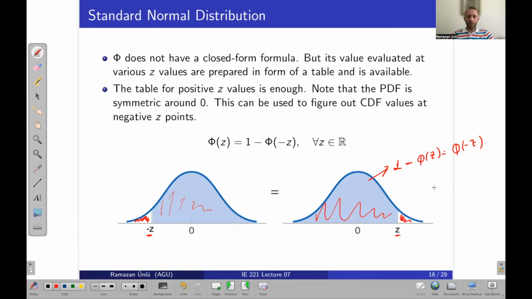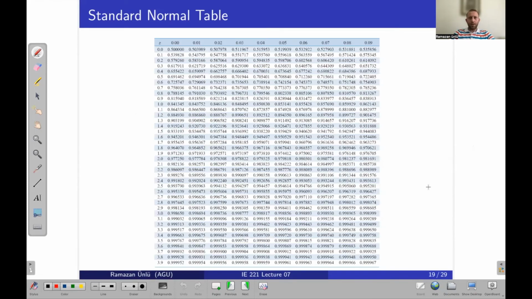Okay, so this is a standard normal table, and we will see how to use it, but you will find the probabilities for some different values. For example, if z is equal to 0.41, we can just take this row and this column. So this intersection will be the probability of that point.